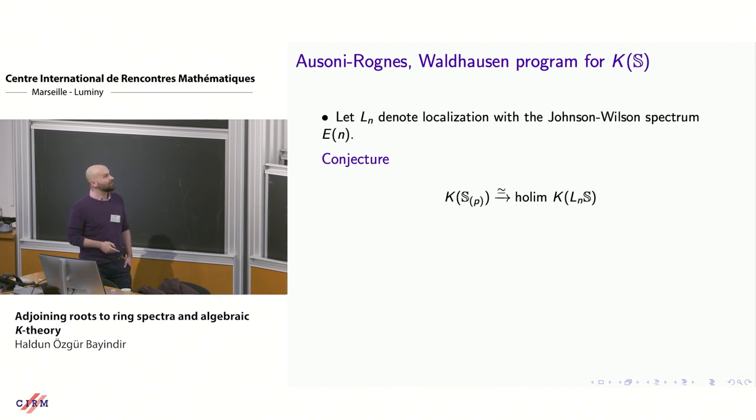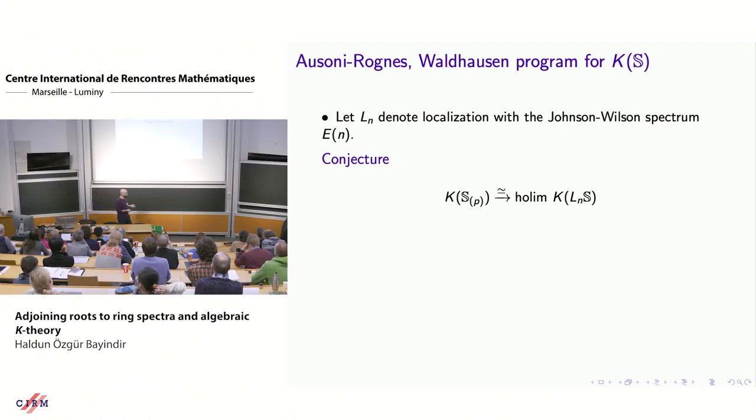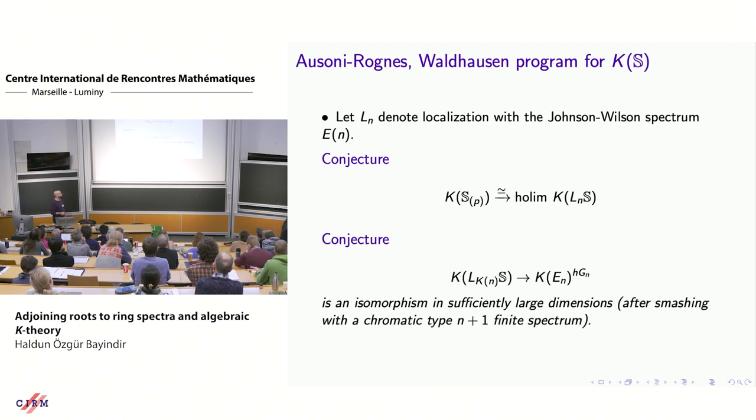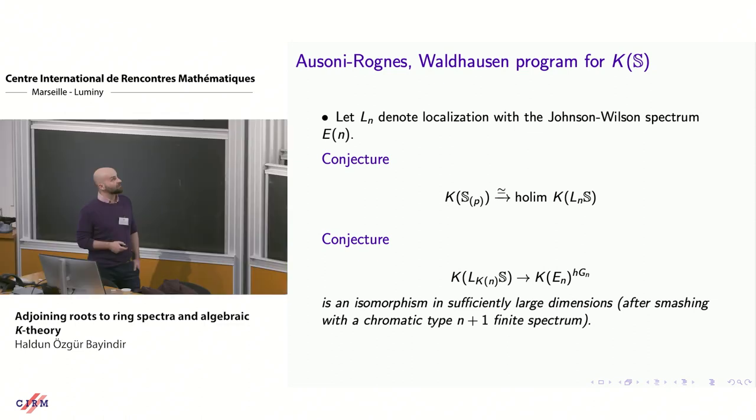And basically, this is a conjecture by Waldhausen. He takes the idea from chromatic homotopy theory. It basically says that we should be studying K-theory of height n localizations of the sphere spectrum, one localization at a time. And Ausoni and Rognes make the second conjecture here.